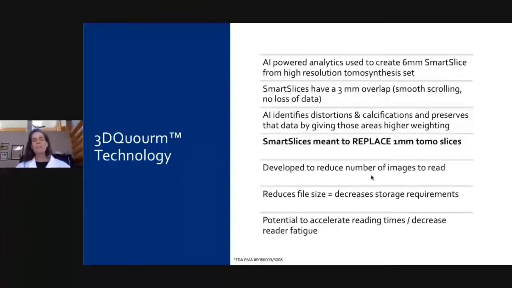So the idea is that the AI is going to keep all that data and preserve all the information we have for our abnormalities, but yet give us a decreased number of slices. That's really the advantage, in addition to reducing our file size. And the smart slices are really meant to take the place of our 1mm tomosynthesis slices.